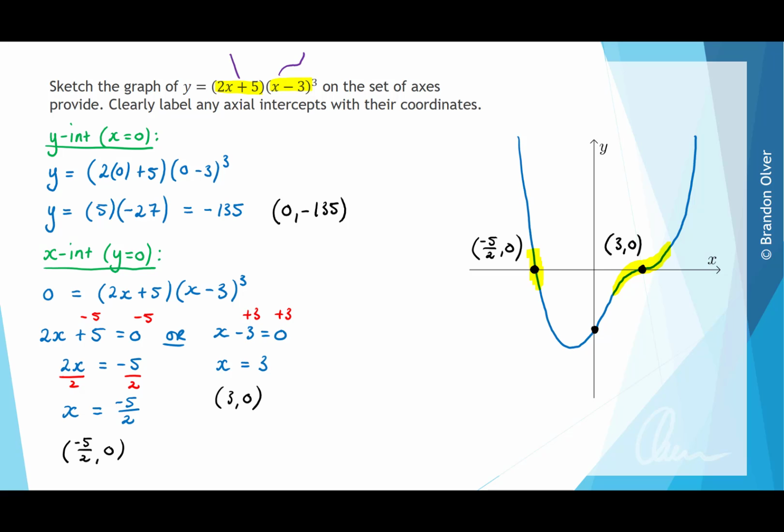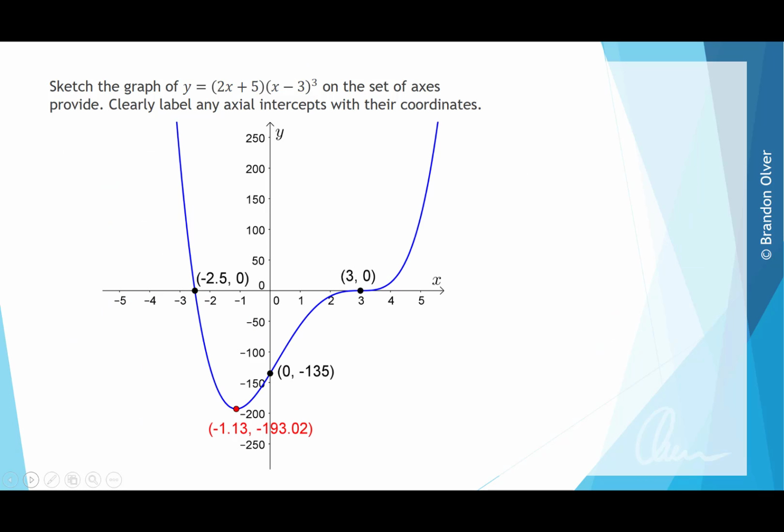We also have to label this y-intercept, which we found to be (0, negative 135). And that's the graph of this quartic equation. On the next slide, we've just got a computer to generate the same graph. And as you can see, all the same key features are there. And we've also got the computer to put in the coordinates of the local minimum stationary point.